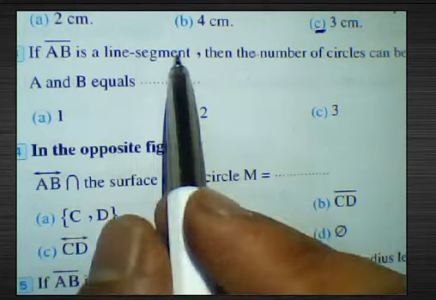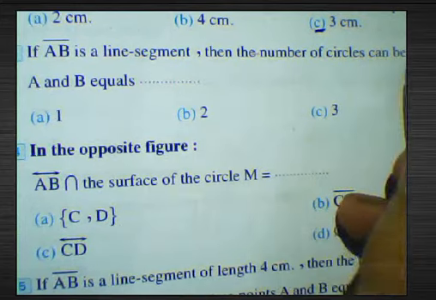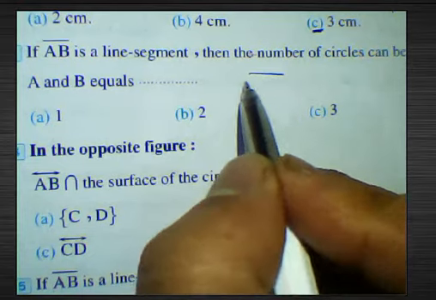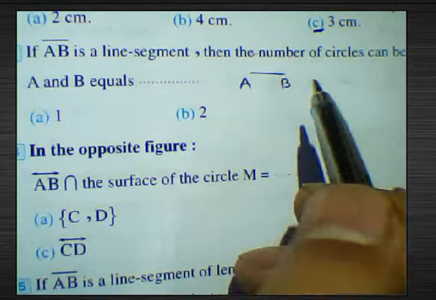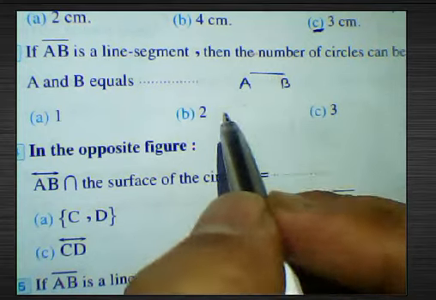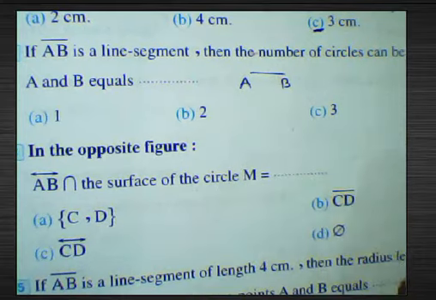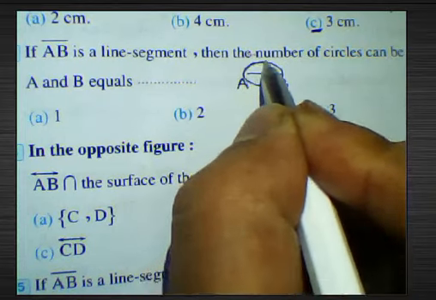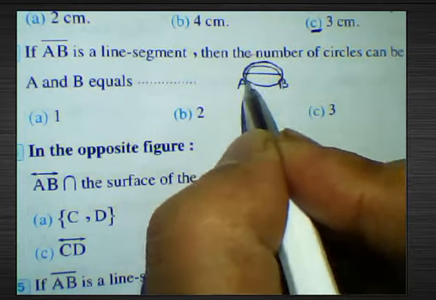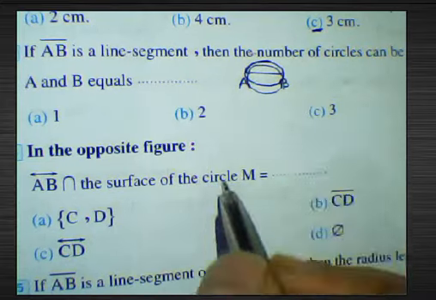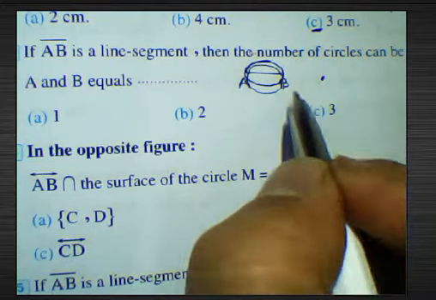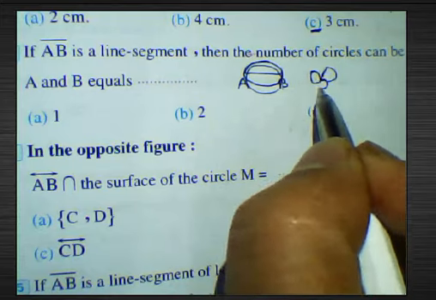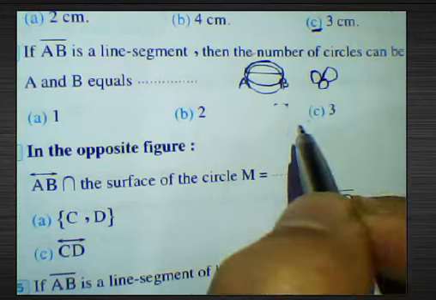Question number 3. If AB is a line segment, then the number of circles that can be drawn passing through A and B equals? We have line segment AB. We have an infinity of circles passing through 2 points. If we have 2 points, we have infinity circles passing through them, okay?